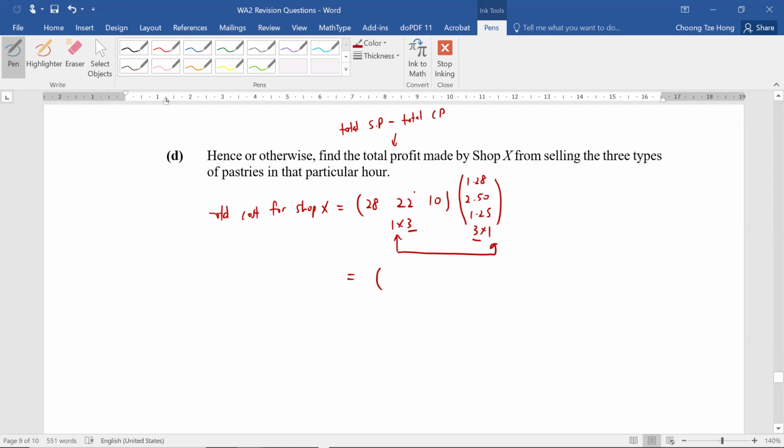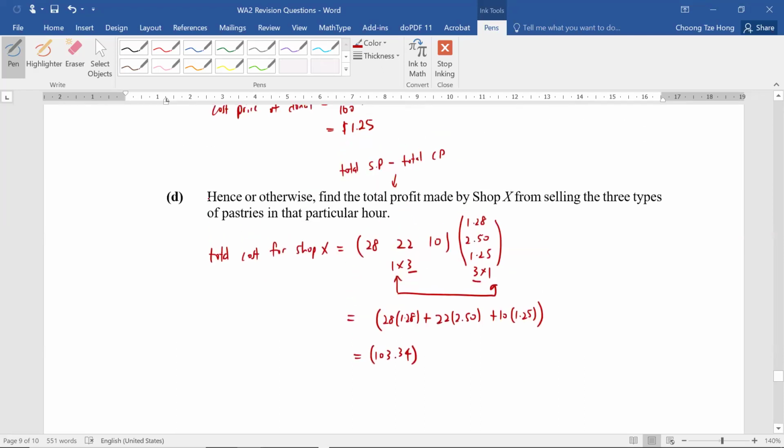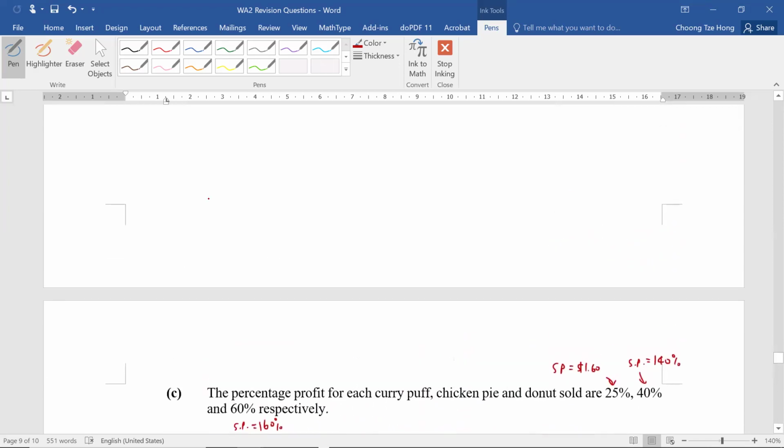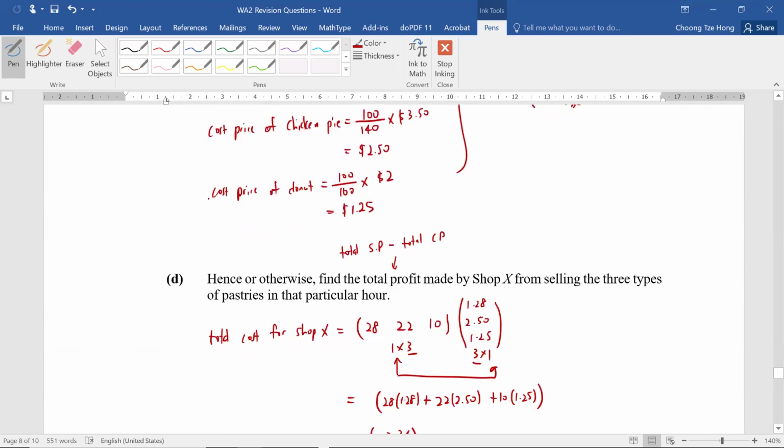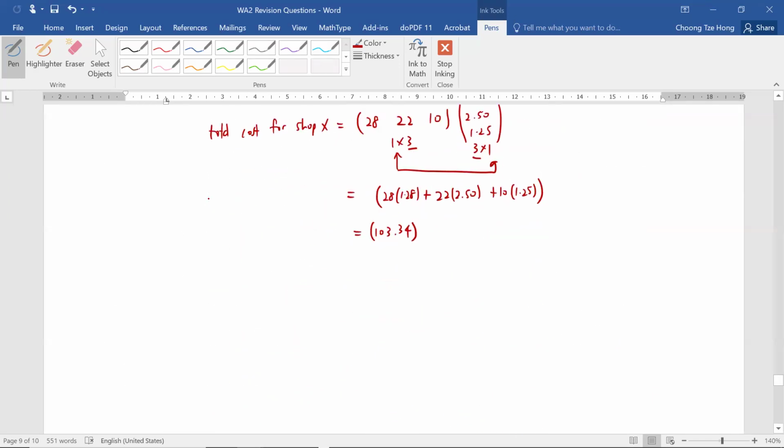If you do the multiplication, let's write down the steps. It will be 28 times this, 22 times 2.50, plus 10 times 1.25. We should be able to get 103.34. So this is the total cost for shop X. The total profit will be the total selling price, which is 141.8, minus 103.34.